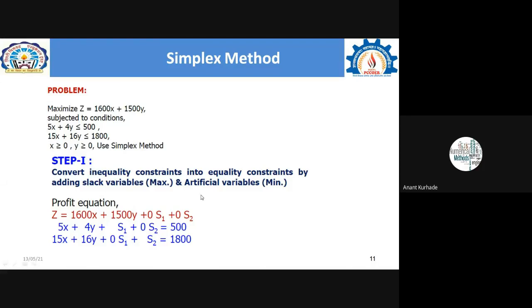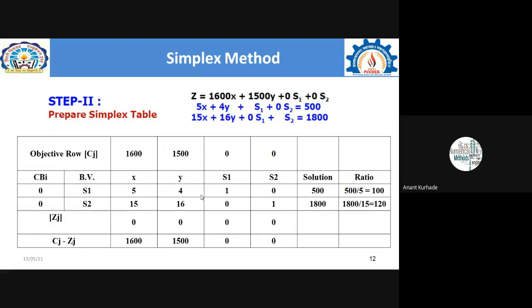This is simple. Now we'll move further. Now this is a very important task. Have you seen this on your screen? Step number 2. Now see, it is like a table.